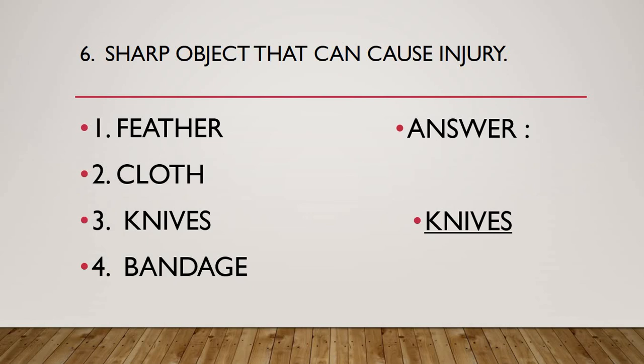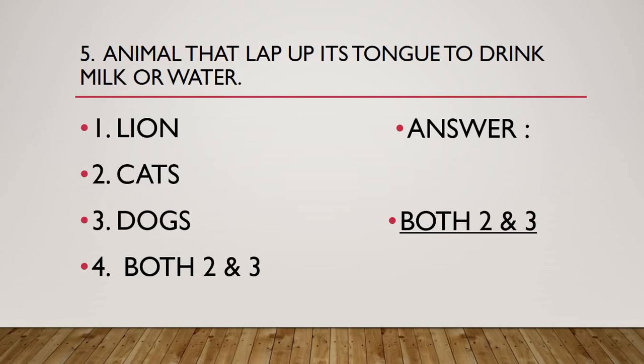So students, one more kind of criteria. See, this was question 5. Now if you write in your answer cats, I will not give you the marks. Why? Because both cats and dogs lap up their tongue, right? So if you write cats, cats do that, but not only cats, here 2 options are there. So you have to write both 2 and 3, otherwise your answer will be wrong.